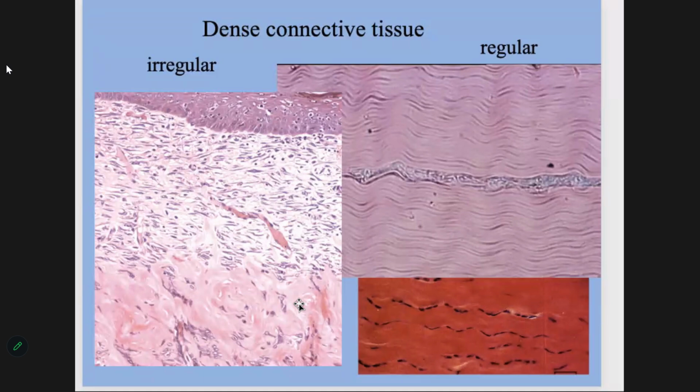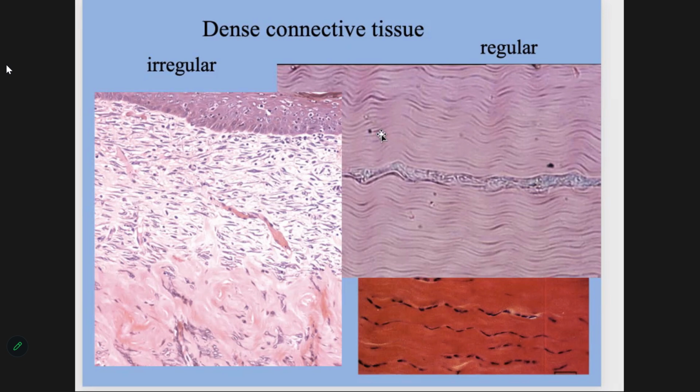Other cells are poorly developed. Sometimes we can meet other cells, but mostly fibrocytes. I repeat that in the extracellular matrix, the volume of fibers is bigger than the volume of ground substance, and there are two main types of dense connective tissue according to the direction of the fibers.